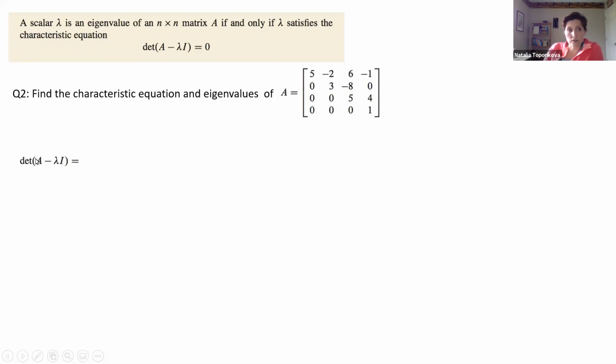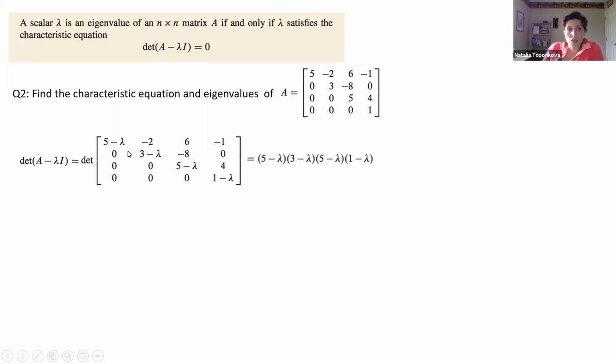Again, we start by writing down the characteristic equation by finding the determinant of the matrix A minus lambda times the identity matrix. We just take the left diagonal of our matrix and subtract the parameter lambda from all these diagonal elements. Because we were really lucky here, we have a triangular matrix, which is a joy to find the determinant of, because the determinant of a triangular matrix is just the product of its diagonal elements. So we can multiply all these diagonal elements, and that's the determinant.